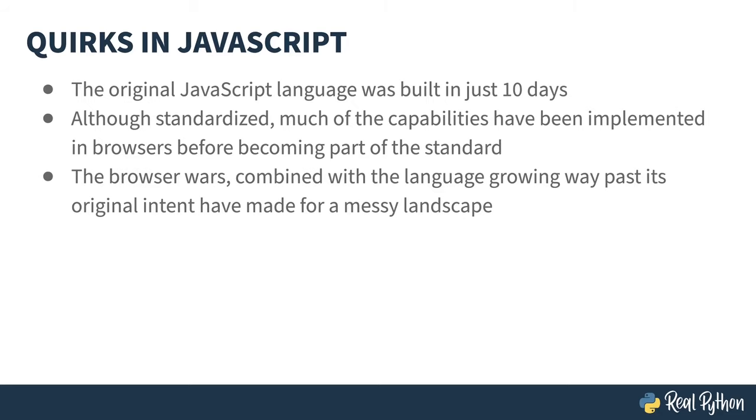This organic growth combined with the language's simple, original intent has made for some odd language decisions. Some of these things are behaviors that Pythonistas wouldn't expect, and some are just plain wacky from a computer science point of view. Many of the things I'm going to talk about in this lesson can just be avoided by using the more modern parts of JavaScript. That being said, you are likely to run into some of these in the field.